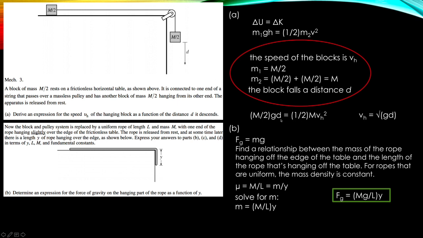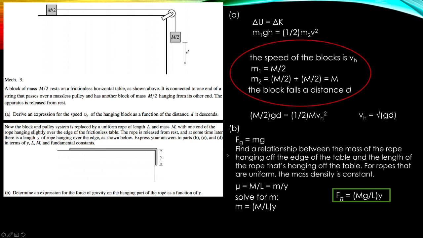All of this is equal to half m2 v squared. m2 we found was m, so I've plugged that in here as m. And then v_h squared, which is what we're trying to find. So if we solve for v_h, we're going to get the square root of g d. Remember, g is just the gravitational constant, and d is how much this thing falls. In order to solve for this, you can just take out the halves. The m's cancel out too, and then you just take the square root of both sides to get v_h.